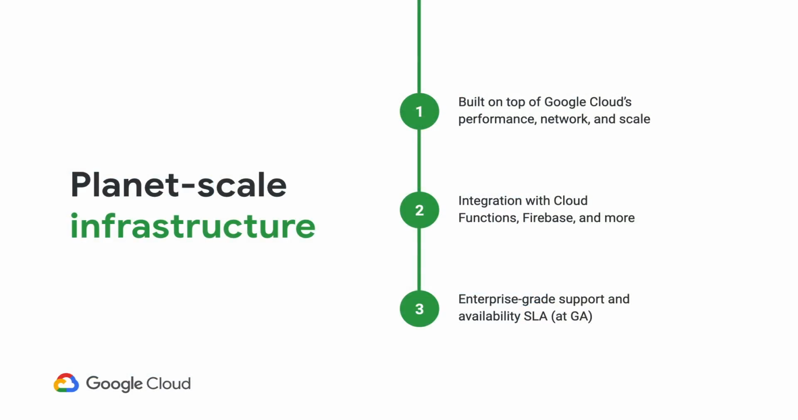And as I said, planet scale infrastructure means that we can offer amazing performance globally. There's no notion of deploying sharded infrastructure throughout the world. Google does that for you, and we can offer incredibly responsive services wherever you are in the world. We have integration with things like Cloud Functions, Firebase, Stackdriver, and all of these other bits and pieces that Google's cloud offers. And we have enterprise-grade support and availability SLAs in our general availability release that will enable you to be safe, secure, and trust that Google has your back to build this authentication system.